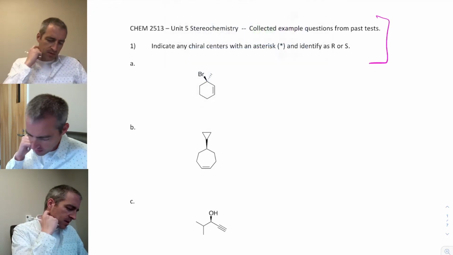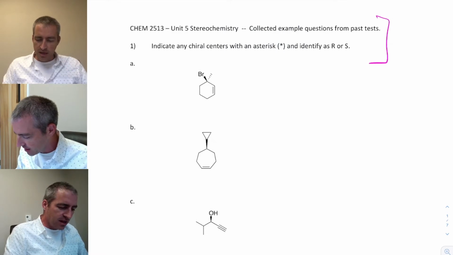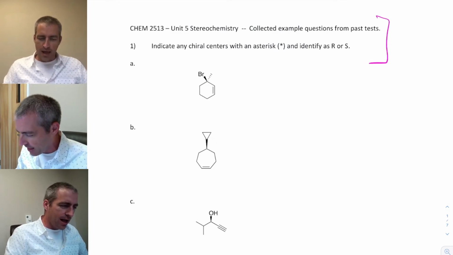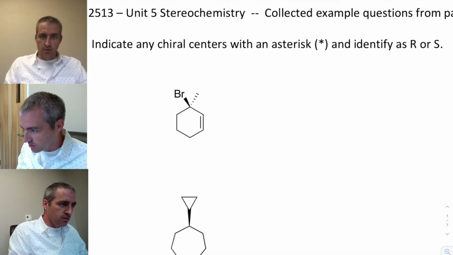just to give you more practice on this sort of question. First one asks, indicate any chiral centers with an asterisk and identify as R or S. So why don't we do that on this first one? We'll zoom it right up.